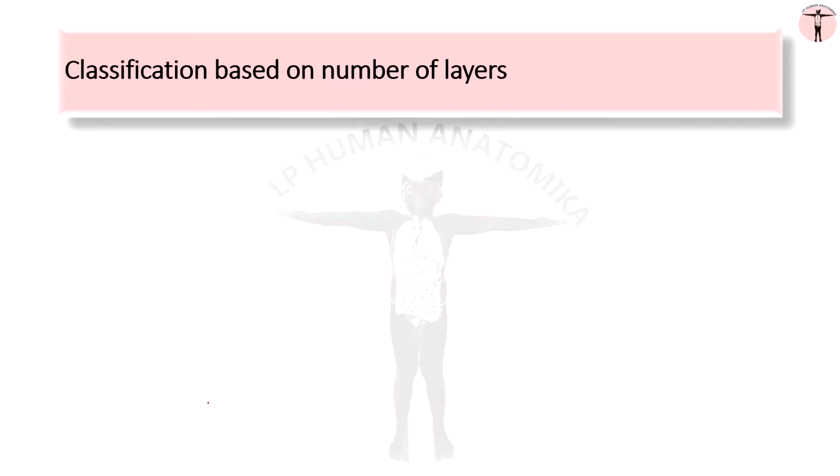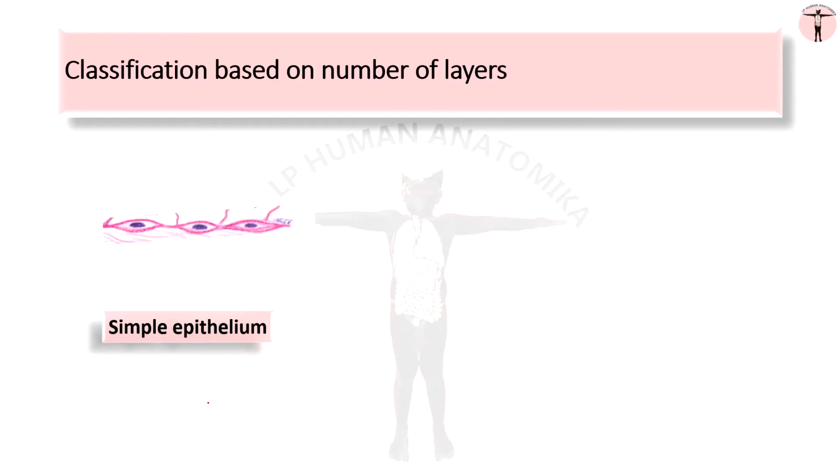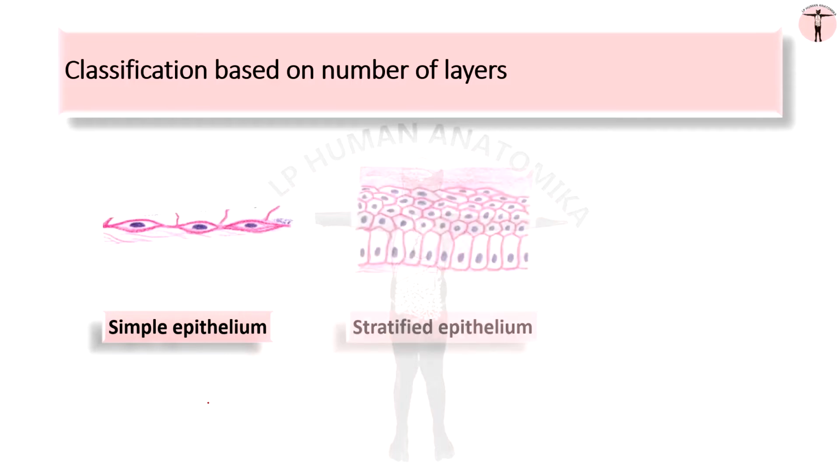We have seen the classification based on the shape. Now based on the number of layers or arrangement of layers, epithelium is classified into simple epithelium, where only one layer of cells rests on the basement membrane. This is seen in places where diffusion is necessary. Stratified epithelium has two or more layers of cells. These are observed in places where protection is required.